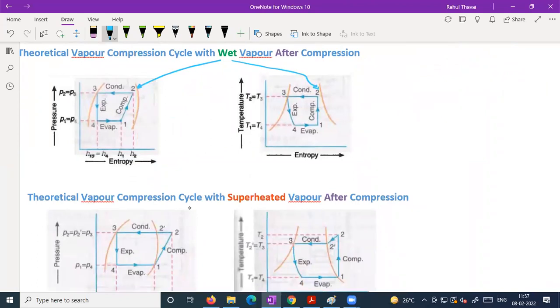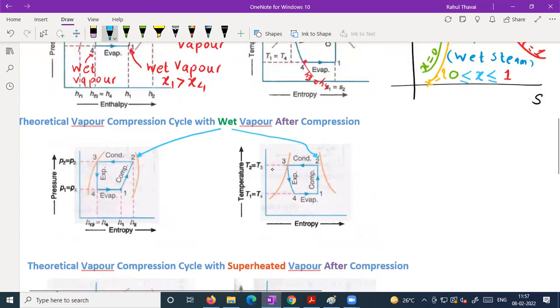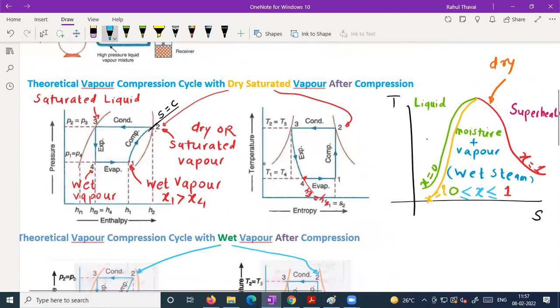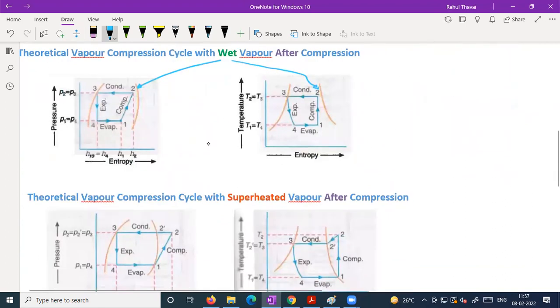Only we are changing the location of point number two. Initially, it was lying on the curve. Now it is lying inside the curve. If it is lying on the curve, then we have dry vapor. If it is lying inside the curve, it is a wet vapor.